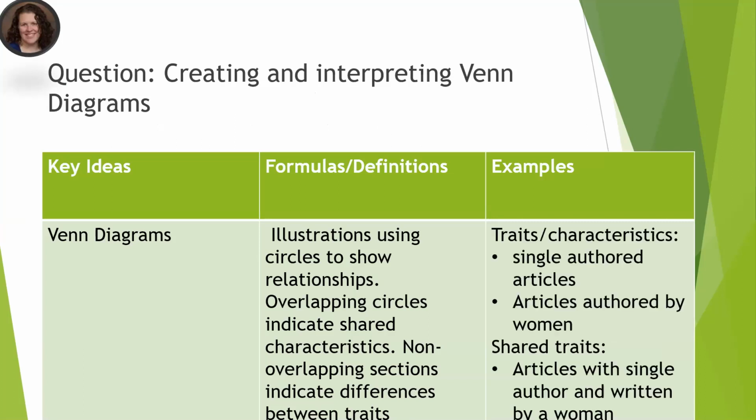So in the situation in the previous problem, we have the trait of the number of authors, either a single author or not a single author, and articles authored by women versus articles not authored by women. Notice how I'm using it is or it is not, so that it's either in the circle or outside of the circle. And then I've also identified the shared trait, which would be articles with a single author and written by a woman.